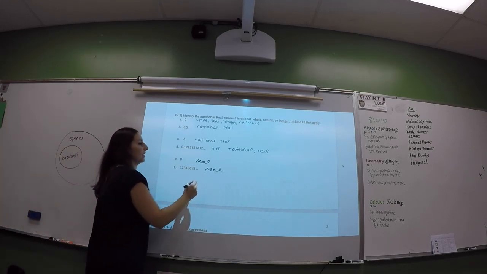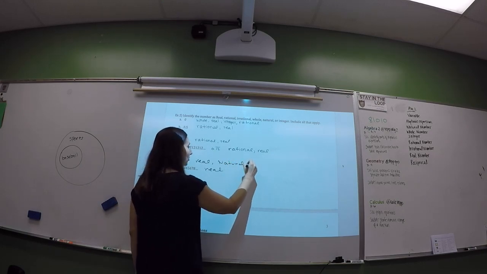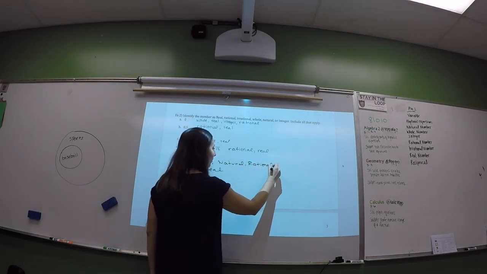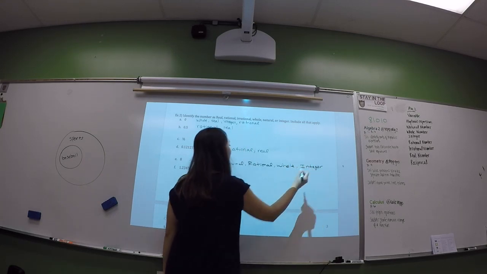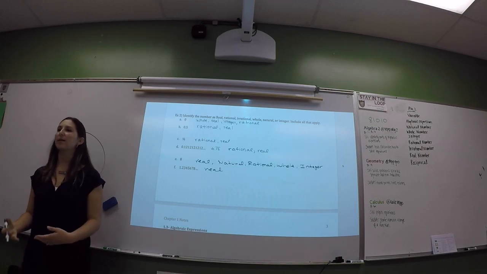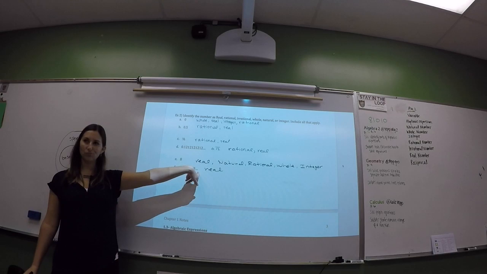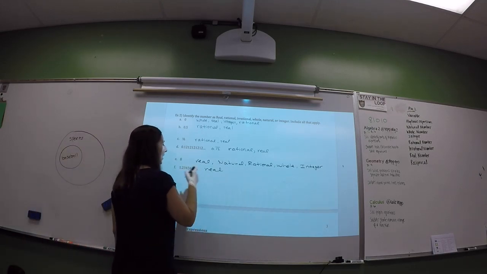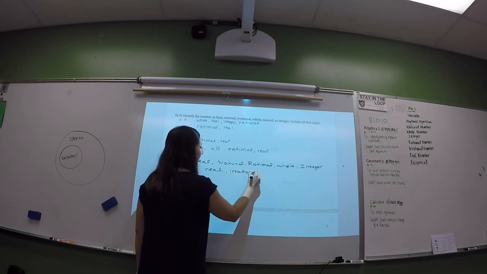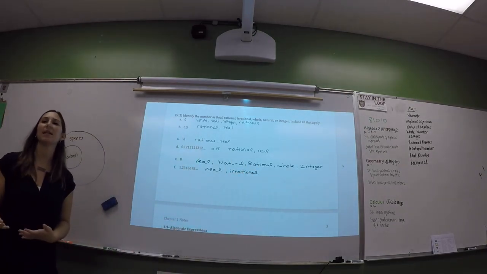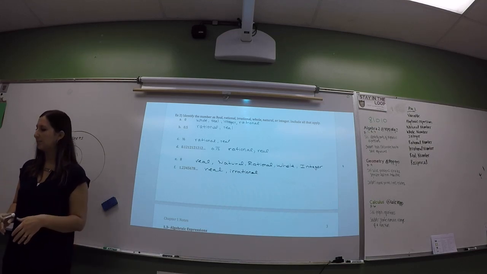What about 8? What else is it other than real? Natural, rational, whole, and integer. Wow, this guy's like so many things. It's basically everything except irrational. And then this random number: irrational. That's our irrational number. It looks like it's following a trend, but there's nothing that says it's repeating, so we're going to have to go with irrational, like your square root of 2, square root of 5, something like that.